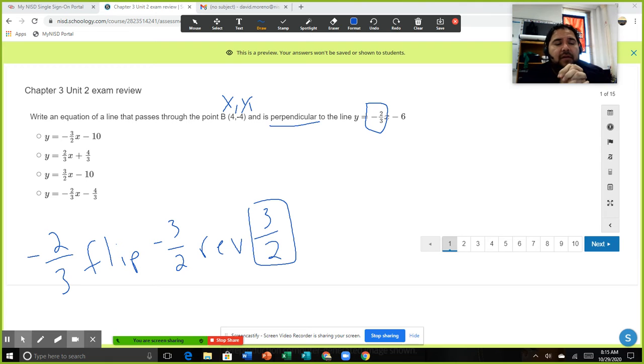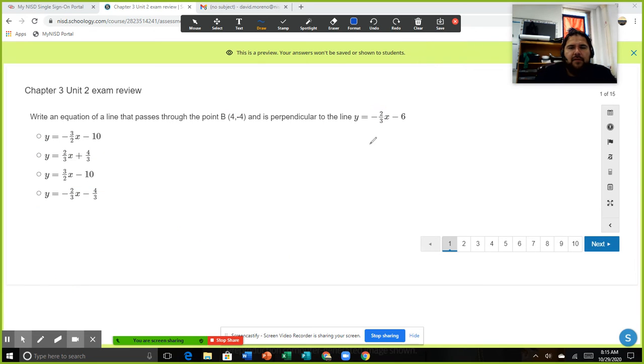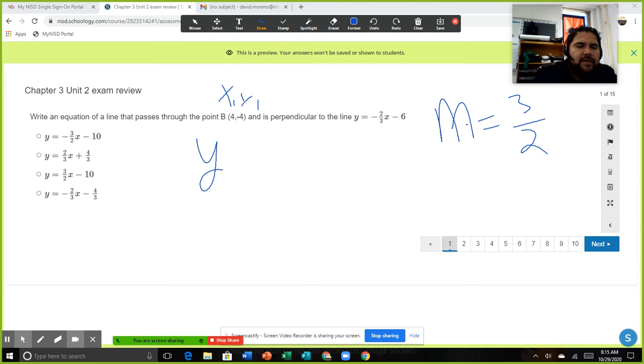Now that should right away get rid of all of your other options and give you your only option choice, which is 3/2 x minus 10. But let's just go ahead and keep going just in case, right? Okay, so I know my new slope. My new slope is a positive 3/2. And if I label x1, y1, I can use my point slope formula.